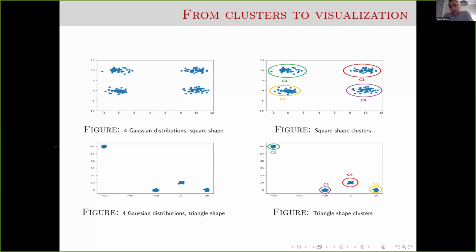On the left-hand side, we have 2 different point clouds. And looking at this, we can agree that there are 4 clusters in both cases. But the geometrical layout of those 4 clusters is very different. And clustering algorithms will not give us this information.